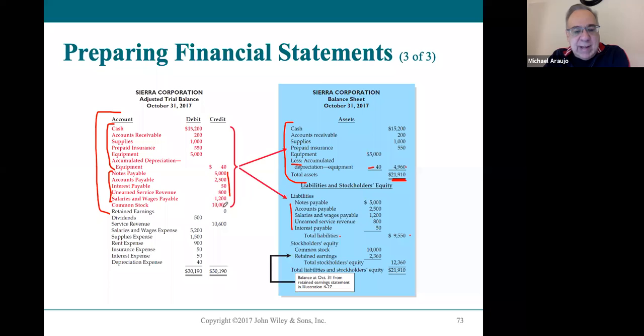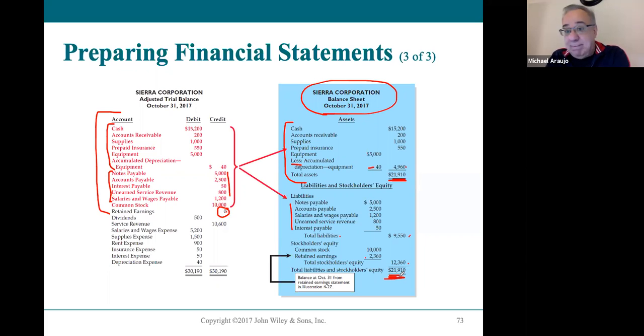Stockholders' equity, well, we know we had $10,000 of common stock. The retained earnings, we don't look at this number because we have our retained earnings statement done. So the retained earnings statement tells us what the retained earnings balance is now at the end of October, because we had to figure that out first before we could get a balance. 12,360 in stockholders' equity. Liabilities and stockholders' equity give us 21,910. So our assets indeed equal our liabilities and stockholders' equity.